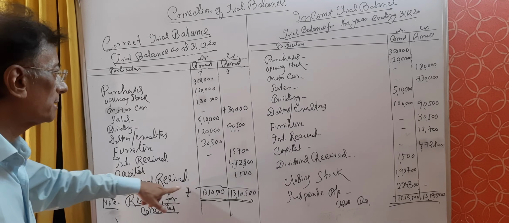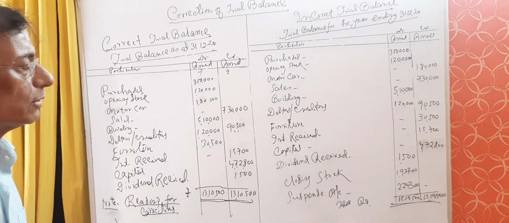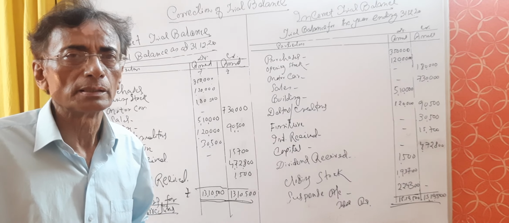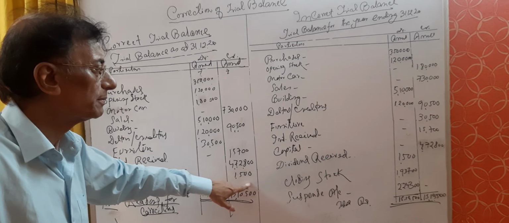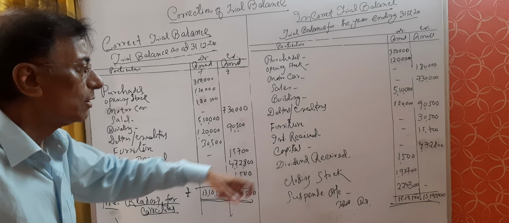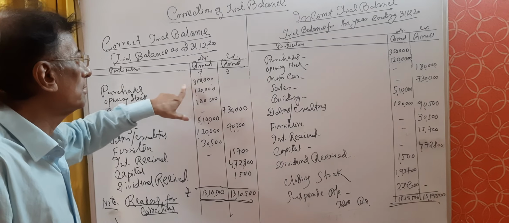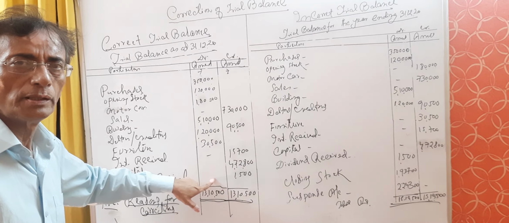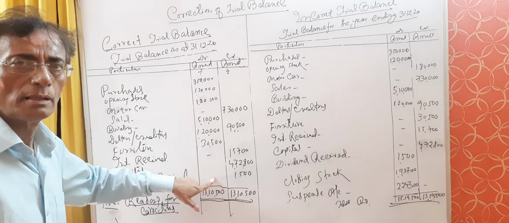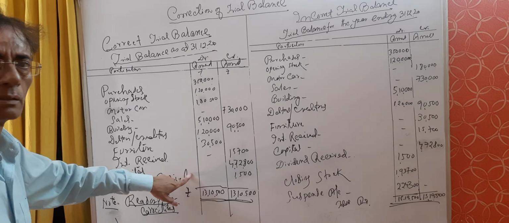Dividend receipt is income. It has been wrongly shown in the debit side of the trial balance. It should be in the credit side, so I have shown it in the credit side, 1,500. Closing stock will not come in the trial balance, as I told earlier, because the purchase account has not yet been adjusted. So closing stock has not been shown in the trial balance. And the suspense account of rupees 2,24,300 has automatically disappeared with the correction of the trial balance.